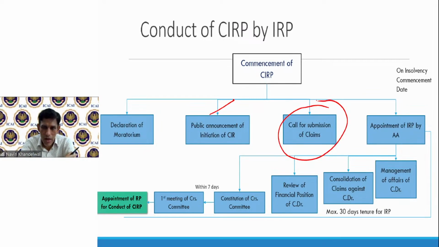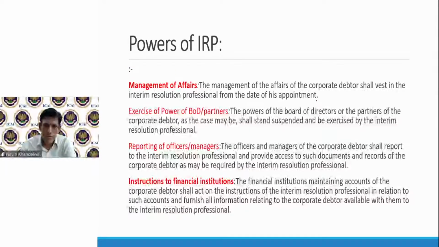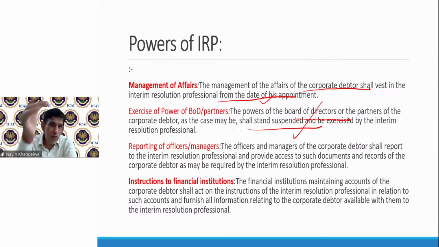Then what is the role of the RP? So what happens practically, under section 17 and 18, is that the management of the affairs of the CD shall vest with the IRP from the date of his appointment, where the powers of the board will be suspended. Remember, exam question: whether the board will be suspended? No. The powers will be suspended. The board will remain there.